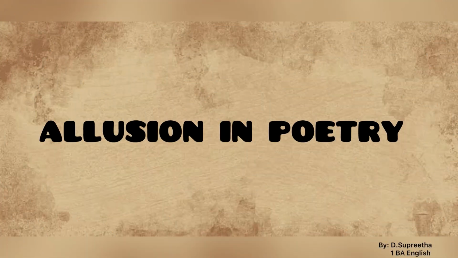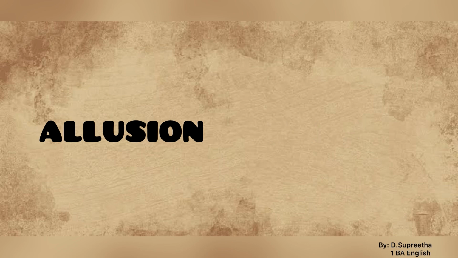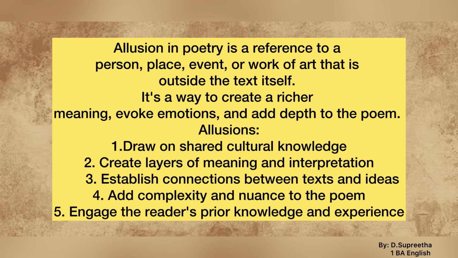Allusion in poetry. Allusion in poetry is a reference to a person, place, event, or work of art that is outside the text itself. It's a way to create a richer meaning, evoke emotions, and add depth to the poem.